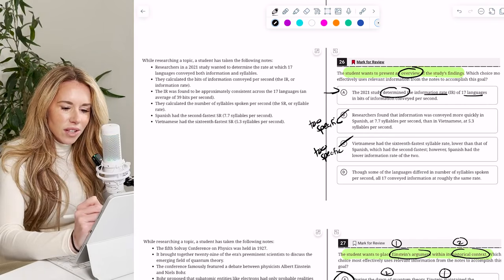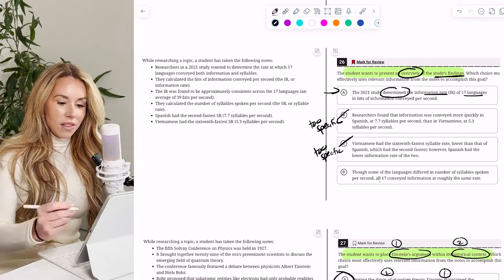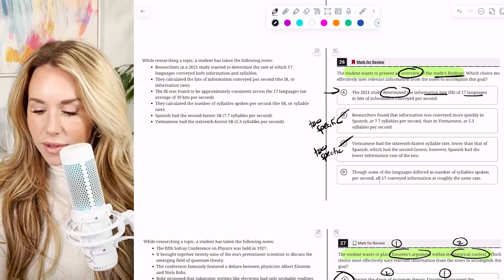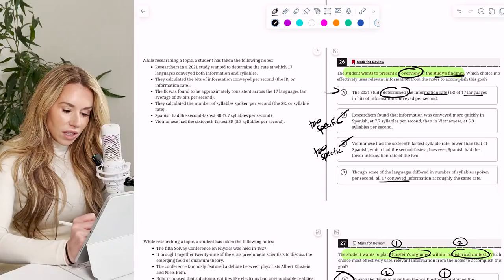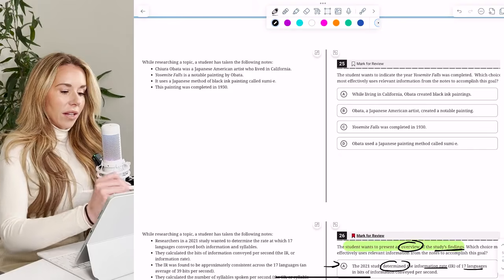Okay, we want the study's findings, guys. We want an overview of the study's findings. They tell us that they determined something in A, but they don't tell us what it was. D says all 17 conveyed information at roughly the same rate. That's actually the finding, so that is better than A. All right, let's look at this one.